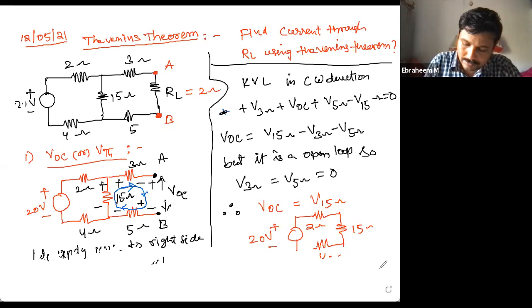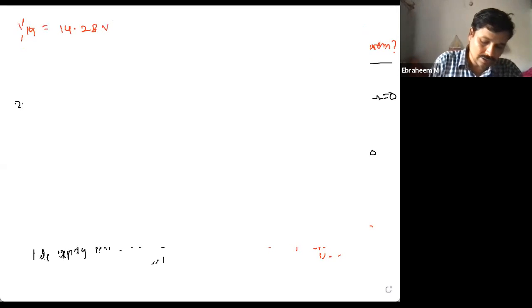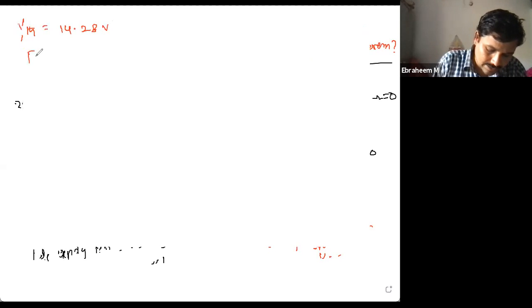14.28 volts. Okay. Somebody has said. So 14.28 volts or 14.3 volts, right? So VTH we have found out, right? So VTH is equal to 14.28 volts. Now finding RTH, right?